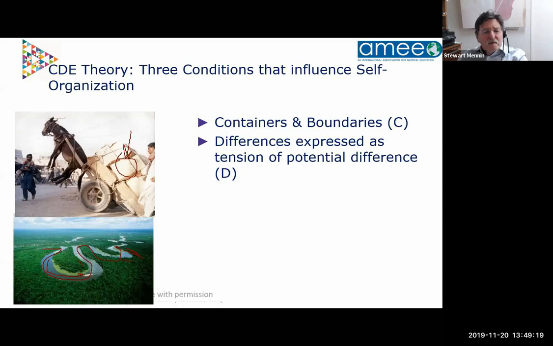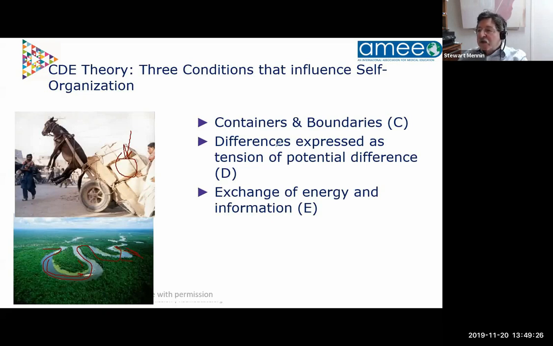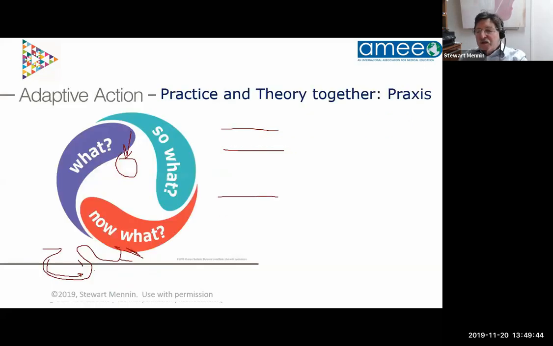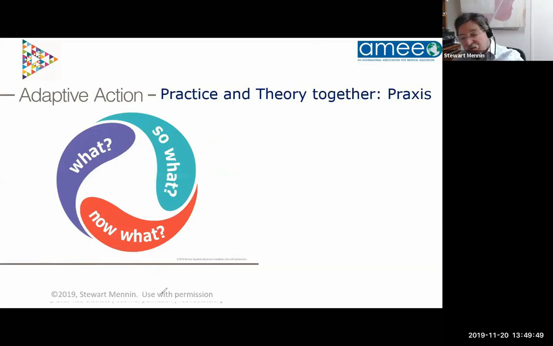And so it's necessary to talk and exchange information. So the container that bounds things together, the differences that create tension, and the exchange of that tension are the three conditions that influence the ability of a system to organize and do what it needs to do. And how can we influence that? What can we do about it? And this is something we've talked about in previous blogs. And I refer you to the first two blogs for more detailed discussion.